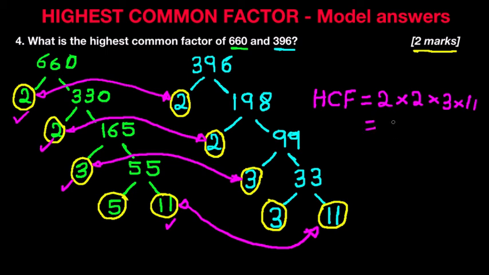So 2 times 2 is 4, times, we can do 11 times 3 is 33. Now 33 times 4, you can work this out, the answer is 132. Oops, this doesn't look very clear. It's 132. So therefore, the highest common factor of the numbers 660 and 396 is 132.